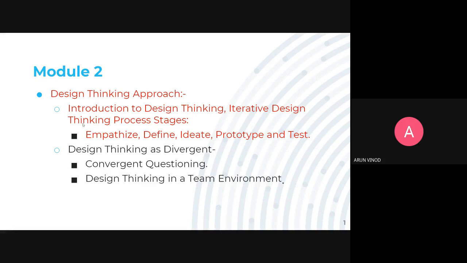And what about the second part? The second part is convergent questioning. And the third part is design thinking in a team environment. So these are the 3 topics or 3 parts of module 2. Today, let us complete the design thinking process stages.